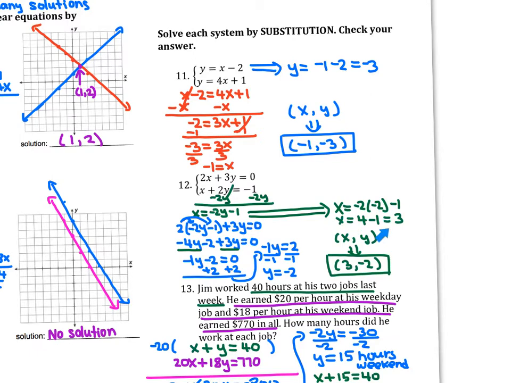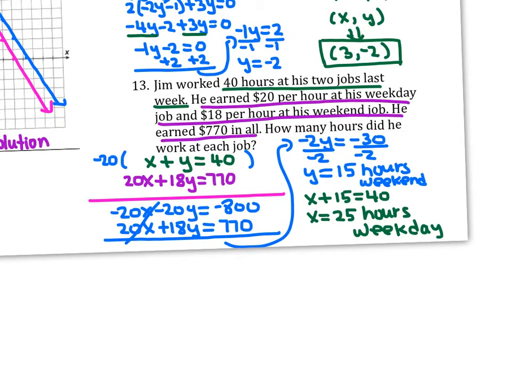And after I'm done doing my work, I find out that x is equal to 3. So the solution of this problem is that x is 3 and y is negative 2. On problem number 13, we have another word problem. In the green section here, you find out that Jim is working 40 hours at his job last week.